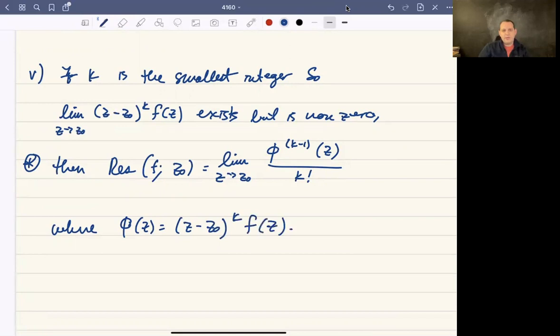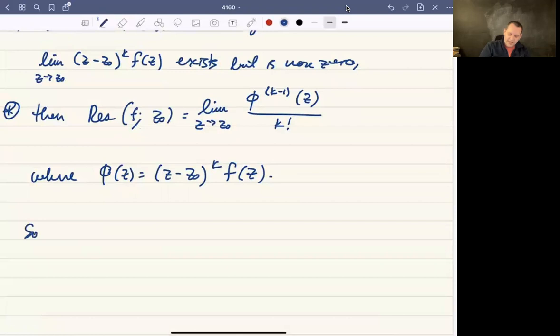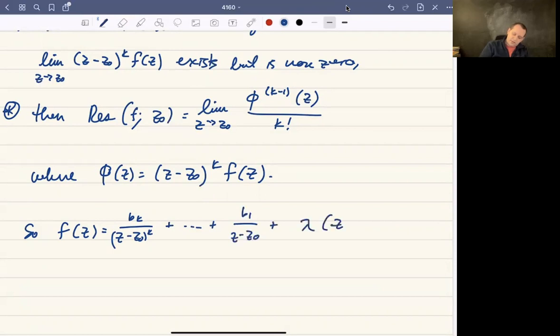Okay, so let's just think about why this works, and then let's think about how it implies everything else that we've talked about so far in this video. If k is the smallest integer with the property that this limit exists and is non-zero, what that means is that f has to be a function of the following form. It's got to be b sub k over (z minus z naught) to the k, plus and so on up to b1 over (z minus z naught), plus an analytic function. And here, b sub k is non-zero.